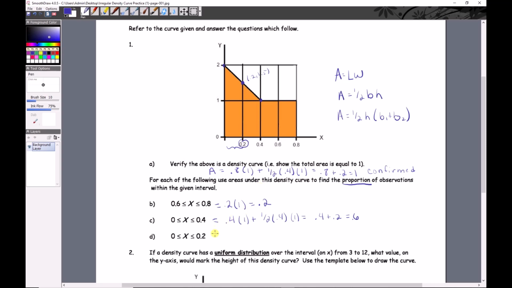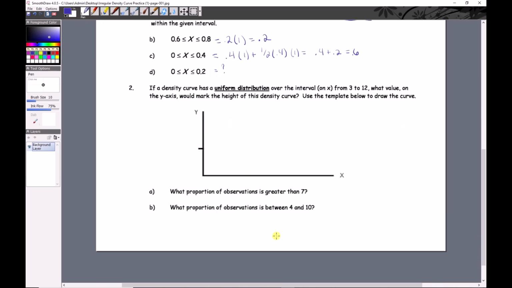So I am going to leave you with this one. All right, can't do them all for you. So I will get number 2 set up. So this says it is a density curve, although it's not drawn. It has a uniform distribution over the interval on x from 3 to 12. So let's just put some marks here. So 1, 2, 3, 4, 5.